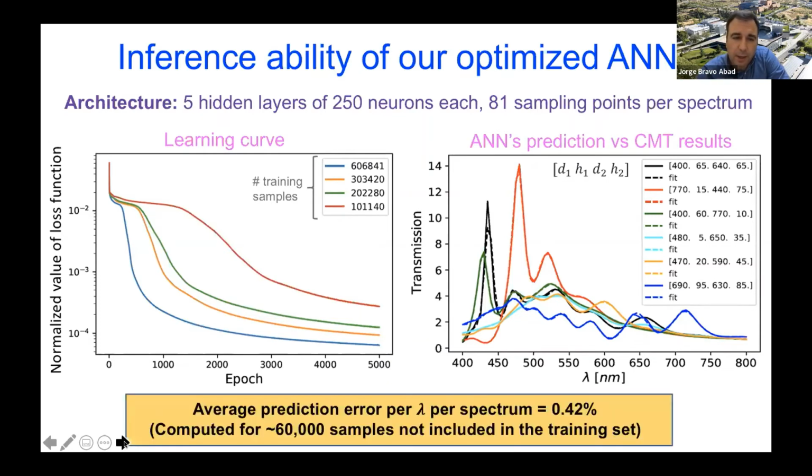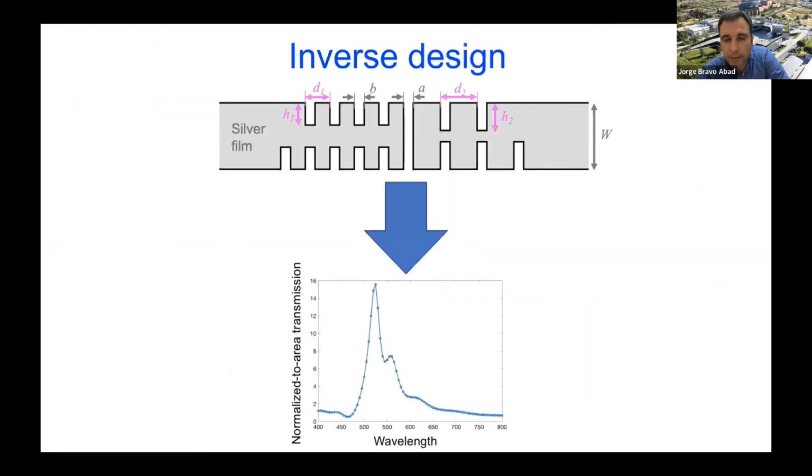But still, you can do better, in the sense that you can do a quantitative assessment of how good your model is, calculating the average prediction error per wavelength, per spectrum, for this 10% of the 600,000 samples I was telling you about before. And then you see that it is less than 0.5% in this case. So it's a quite accurate numerical device.